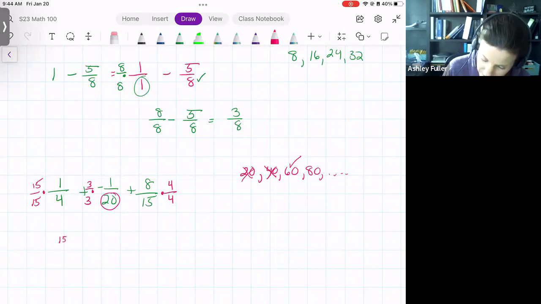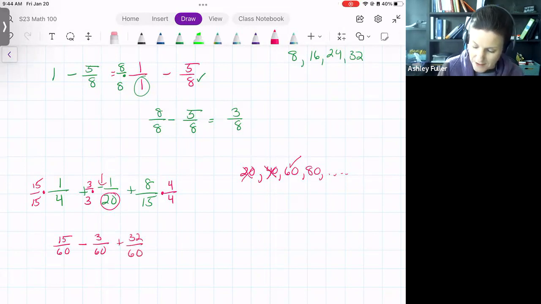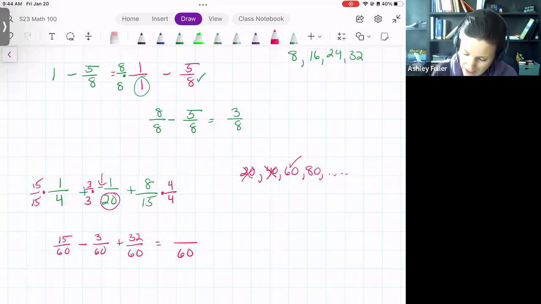This gives me 15 over 60 minus 3 over 60, since we had a negative here, plus 32 over 60. My denominator stays the same. Don't add your denominators. And then I do 15 minus 3 to get 12, plus 32, which results in 44.